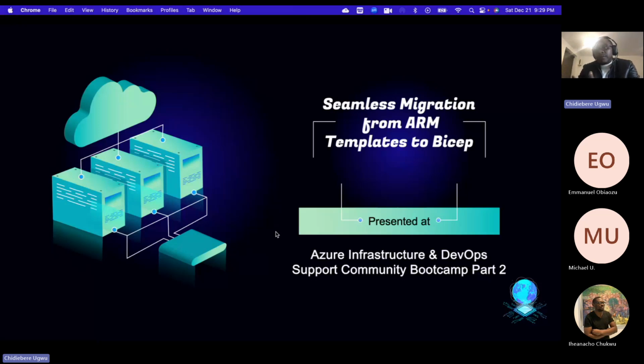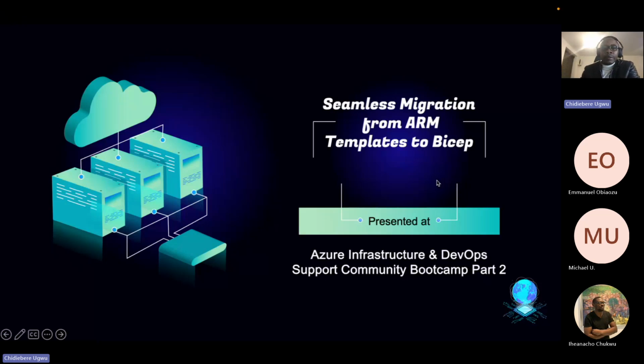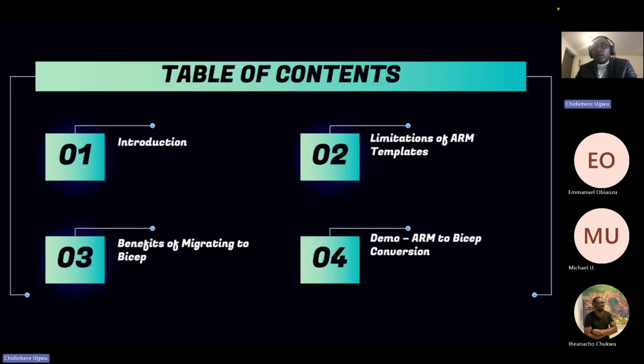So we have a series of videos on that already, but for today we'll concentrate mainly on converting Azure Resource Manager template to Bicep. So with this, we'll move forward to the agenda for today. In our table of contents, we have just a brief introduction of infrastructure as code and Bicep, and then we'll explore more on the limitations of ARM templates, which prompts the idea of migrating ARM templates to Bicep. And then we have benefits of migrating to Bicep, and then we'll give a walkthrough or a demo session on how you can convert an ARM template to Bicep.